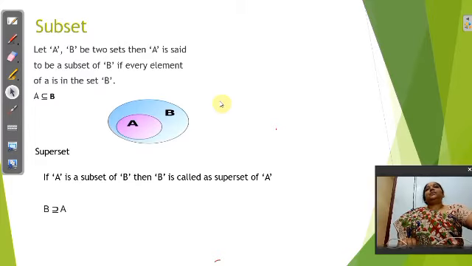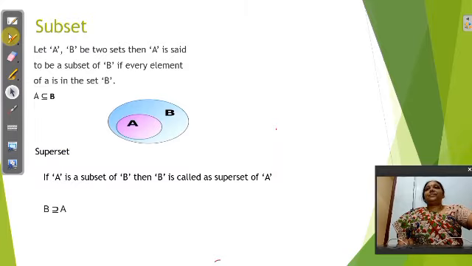subset. What is the meaning of subset? Let A, B be two sets, then A is said to be a subset of B if every element of A is in the set B. That is denoted by A is a subset of B. Here we are taking two sets, A and B. Here A is a subset of B when every element of A is in B.